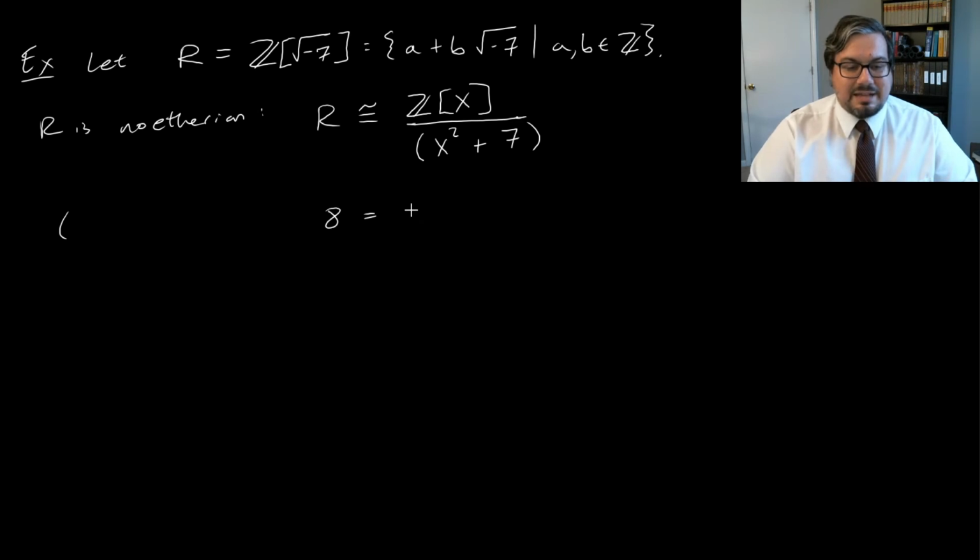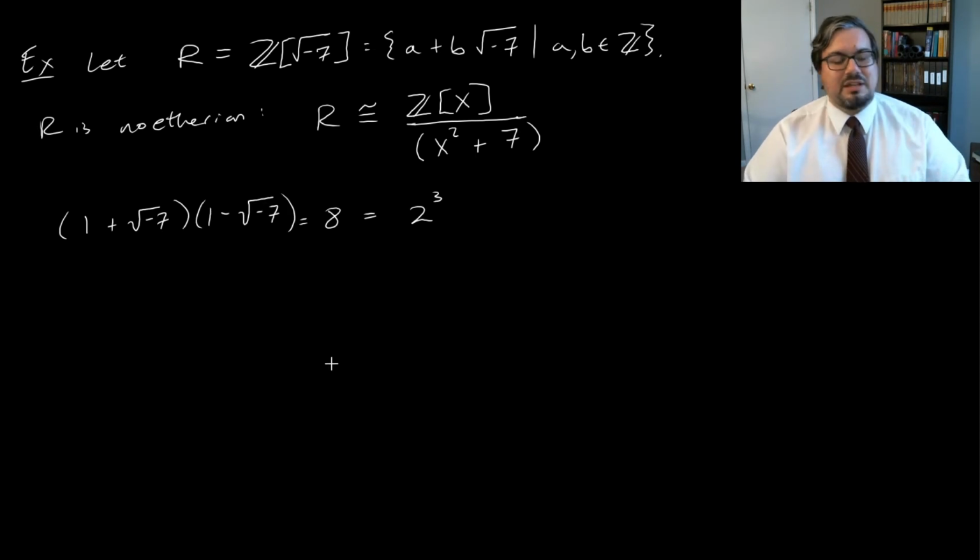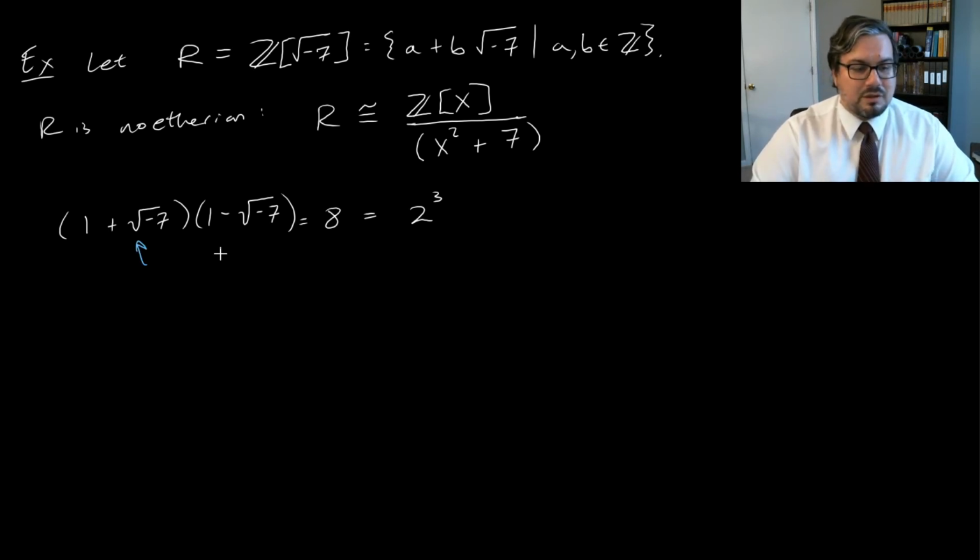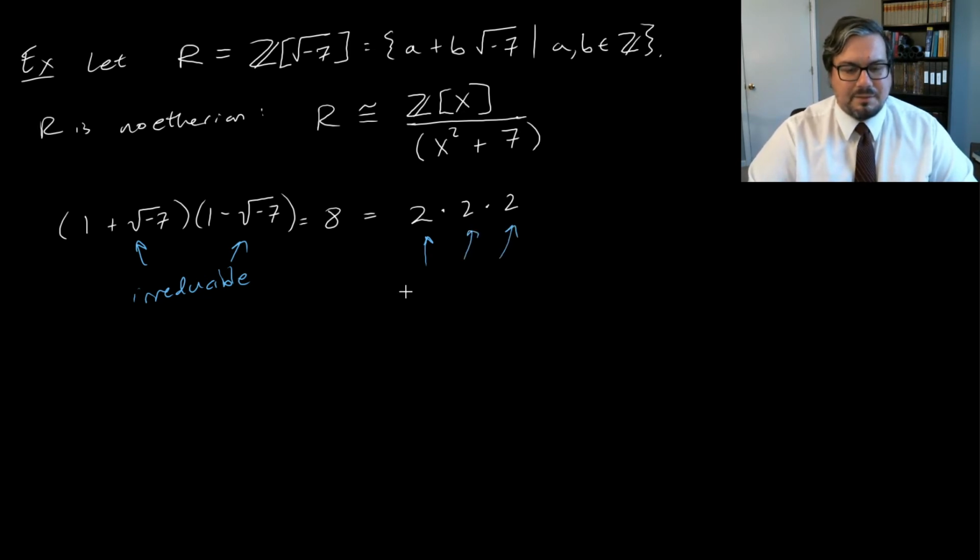Let's consider the element 8 in this ring. On the one hand, 8 is certainly equal to 2 cubed, so 2 times 2 times 2, but we computed in a previous example that 8 is also equal to the product of 1 plus the square root of -7 times 1 minus the square root of -7. And it turns out that all of these elements are irreducible. Let me actually write it out as 2 times 2 times 2. All these are irreducible.